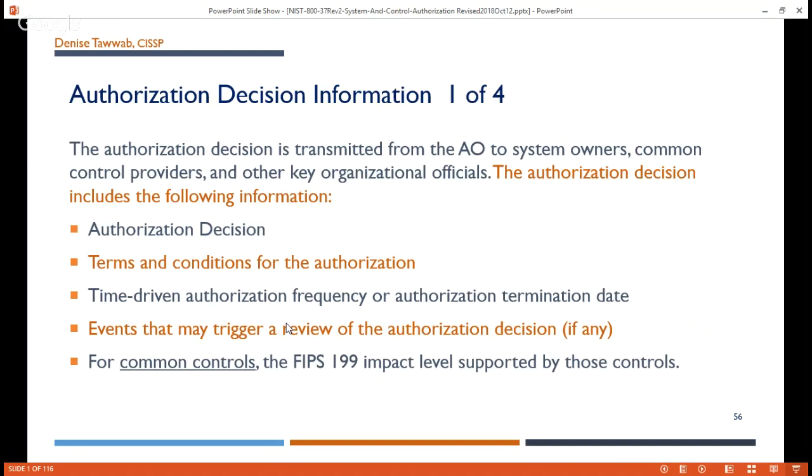terms and conditions for the authorization, time-driven authorization frequency, or the authorization termination date. How frequently are we going to look at this authorization, or when does this authorization end? It contains a list of events that could trigger a review of the authorization decision, if any. And for common controls, the FIPS 199 impact level supported by those controls, meaning does it support high, low, or moderate impact levels.